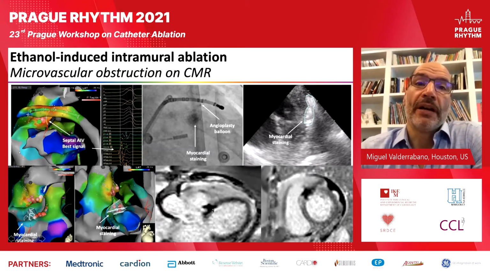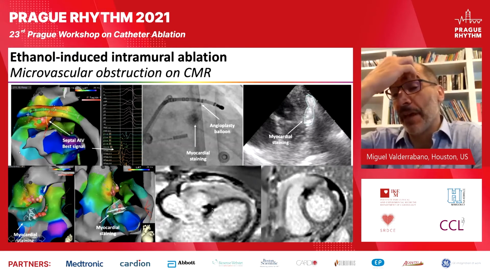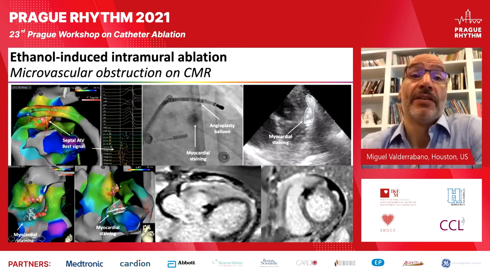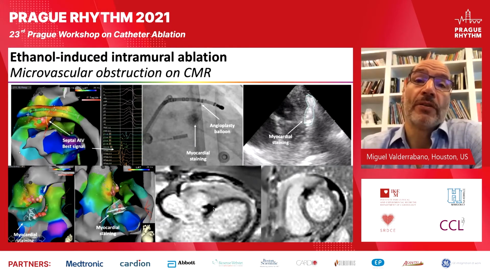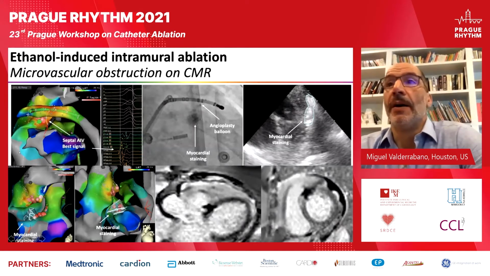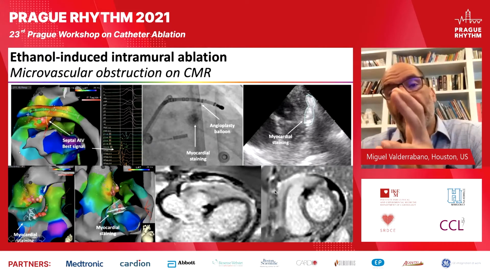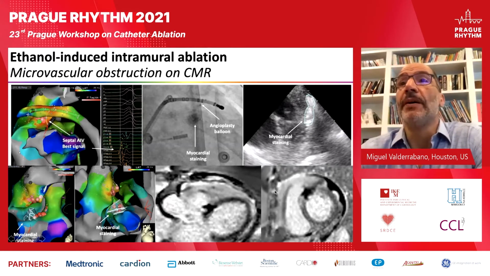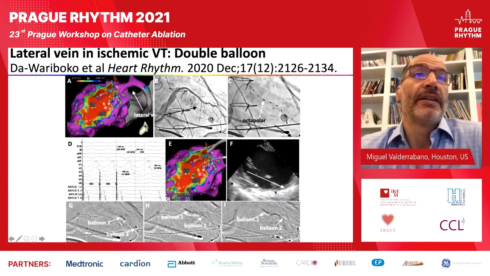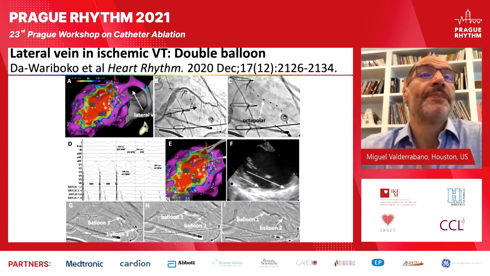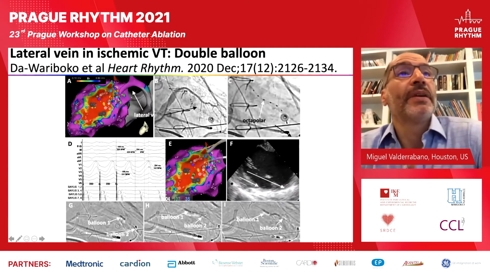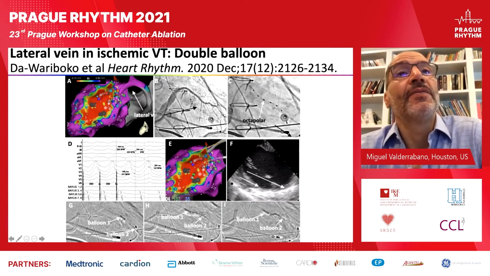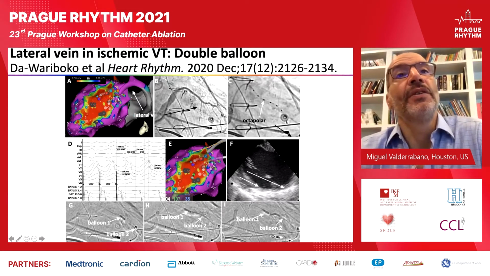We can also get MRIs, and on MRI it is very interesting because what you get is the opposite of gadolinium enhancement. What you get is zero gadolinium, so it's called microvascular obstruction. There's no gadolinium penetration, and you see these dark areas. And this is how we get an idea of where the alcohol goes. We've used this technique in lateral veins in ischemic VT as well. And it's very interesting because you can target very large areas of tissue with alcohol.